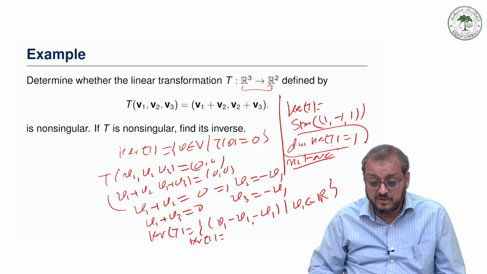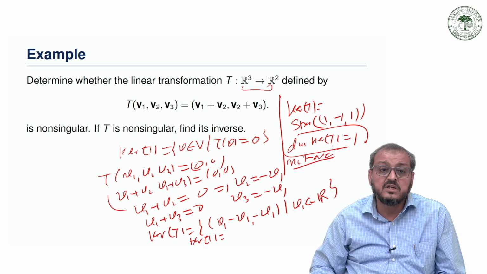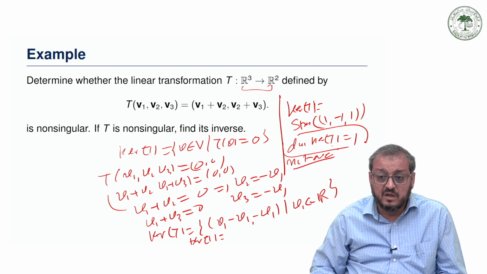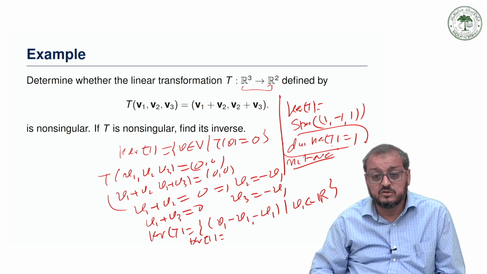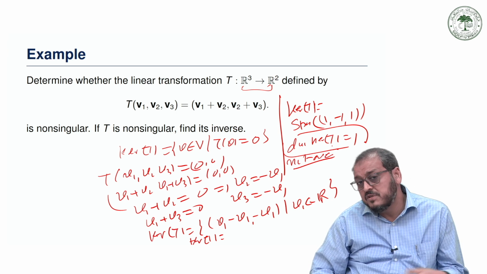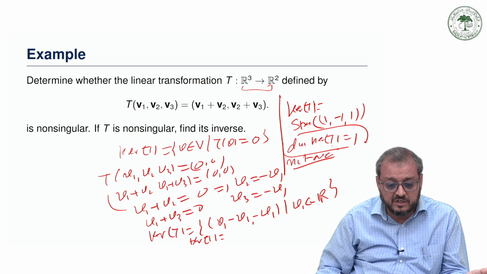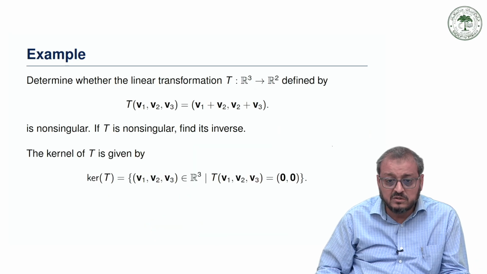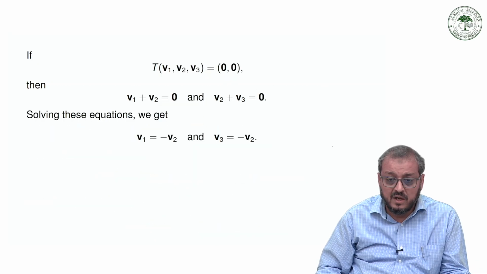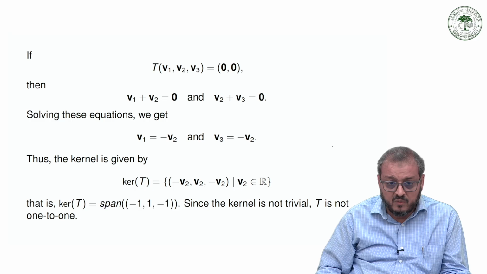So the dimension of the kernel is not equal to 0. So this linear transformation clearly is not a 1-1 transformation. Not being 1-1 means clearly it is non-singular fails, but we try to find whether it is onto or not. Now we also try to find whether this is onto or not.